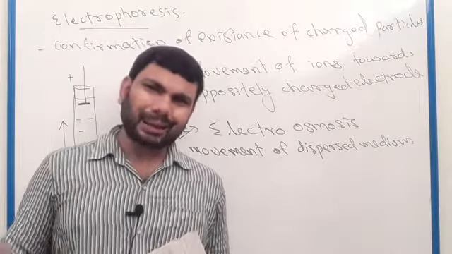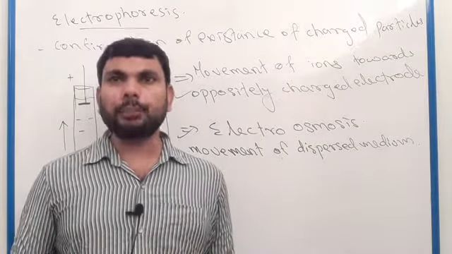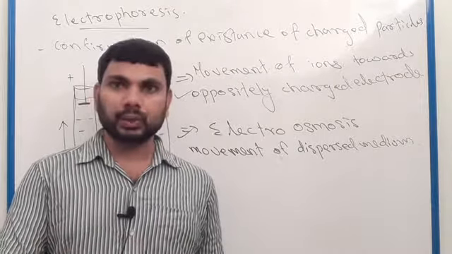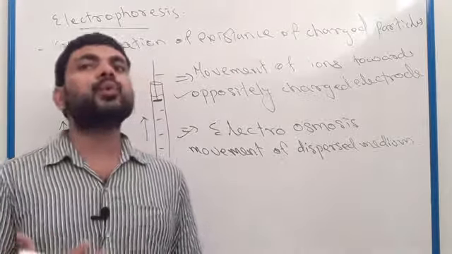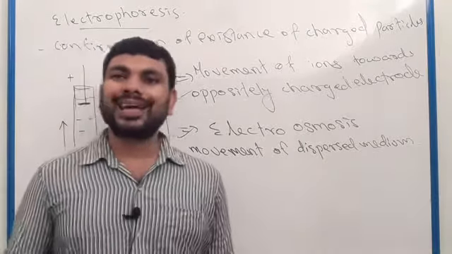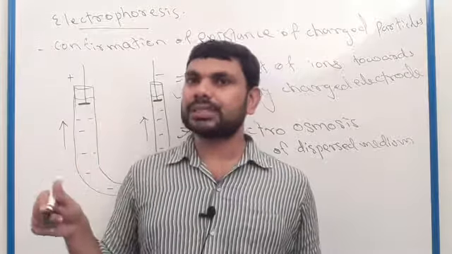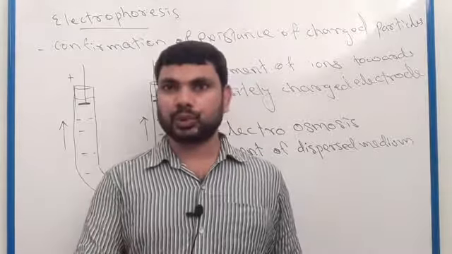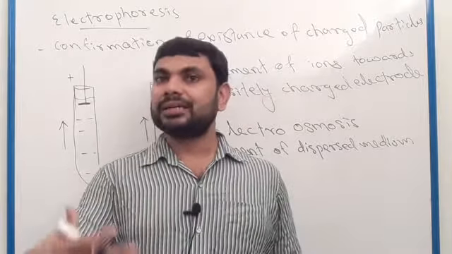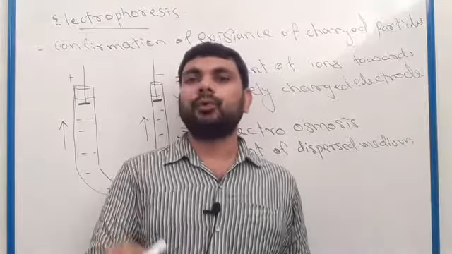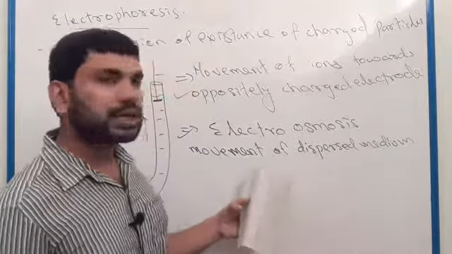During electrophoresis, by applying suitable conditions, we can stop the movement of charged particles towards the electrode. Instead of the dispersed phase, the dispersed medium will move towards the electrode. This process is called electroosmosis. Ions mean particles, which means the dispersed phase. The dispersed phase is not moving, the dispersed medium will move. This movement of dispersed medium towards the electrode is called electroosmosis.